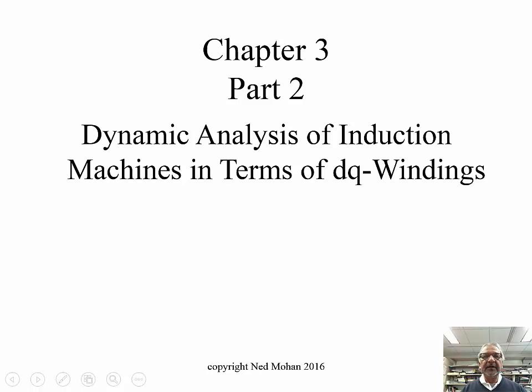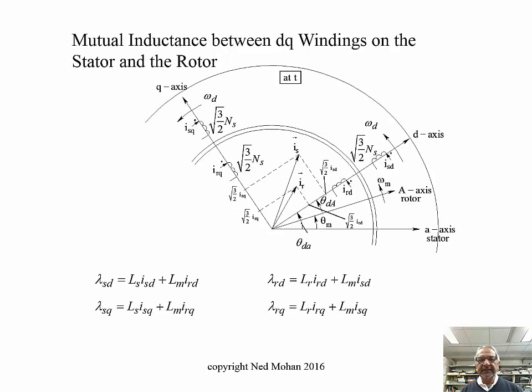So in this part, we'll actually apply what we have seen in part 1 and analyze this machine in DQ windings. And this is a dynamic analysis, but there's no control because that control would come, in fact, in chapter 5.